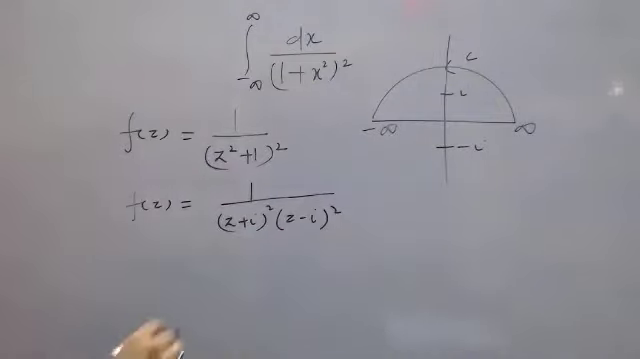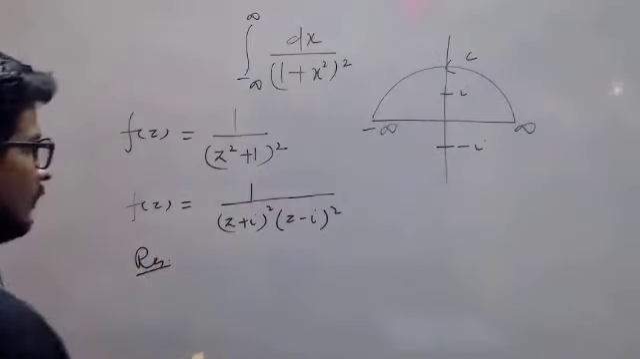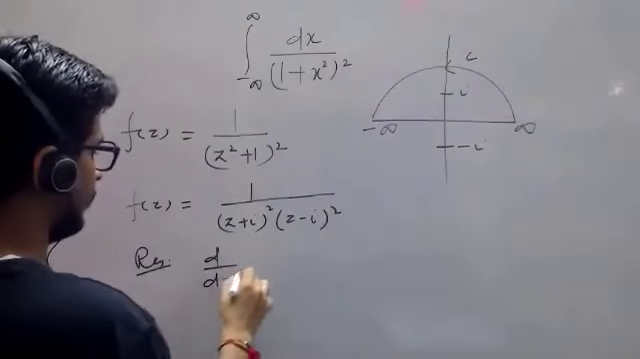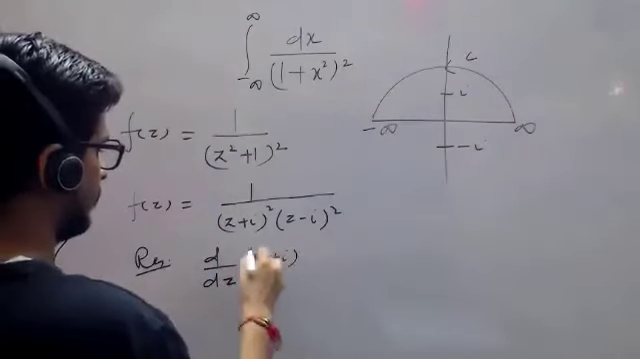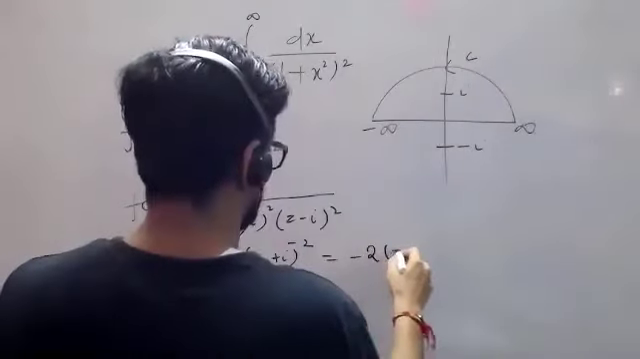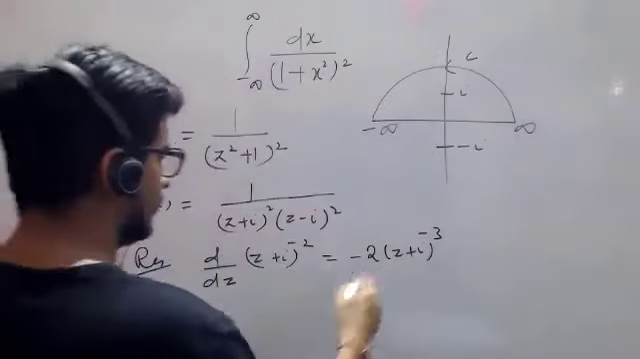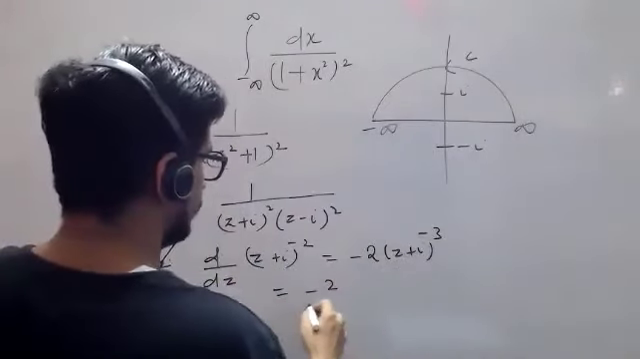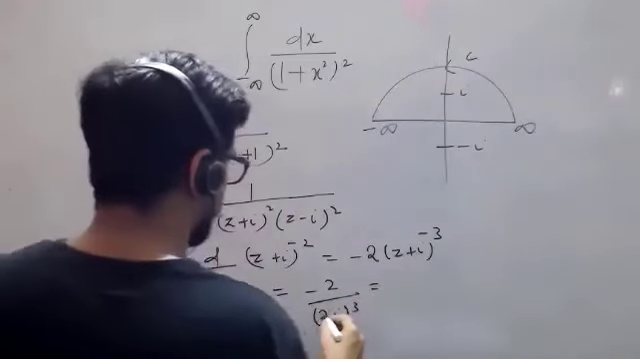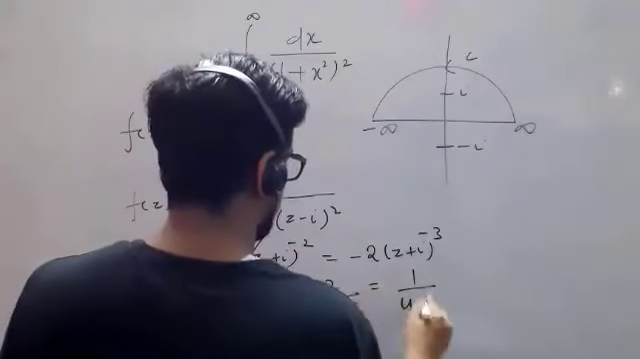Okay. So what is the residue at z is equal to iota? This will be cancelled, and it will be d by dz of (z plus iota) to the power minus 2. So it will be minus 2 (z plus iota) to the power minus 3, and put z is equal to iota. So it will become minus 2 upon 2 iota cube. So it will become minus 1 by 4 plus 1 by 4 iota.